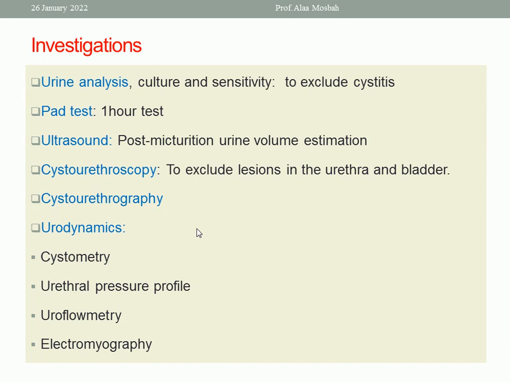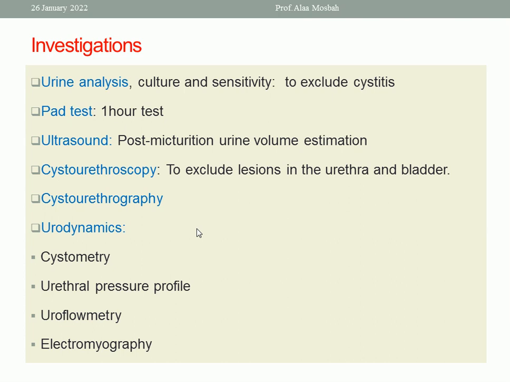Ultrasound: do ultrasound post-micturition and estimate the remaining urine volume in the bladder. How much is the amount of urine post-micturition? This residual urine is important. Cystourethroscopy to detect any urethral or bladder lesion, and also to detect any fistula.